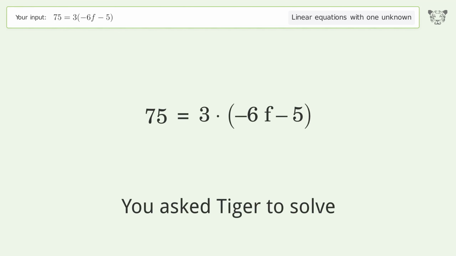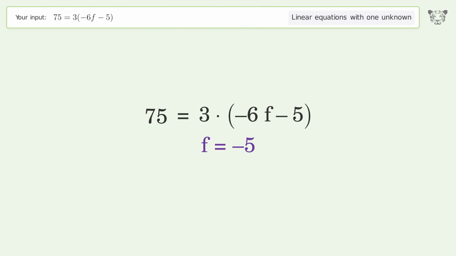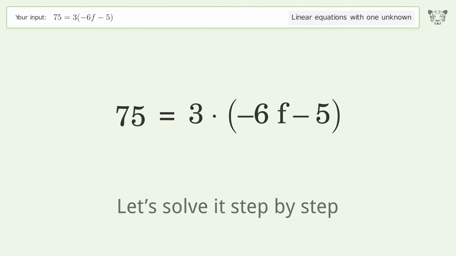You ask Tiger to solve. This deals with linear equations with one unknown. The final result is f equals -5. Let's solve it step by step.